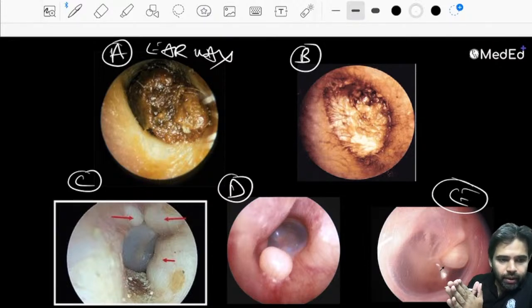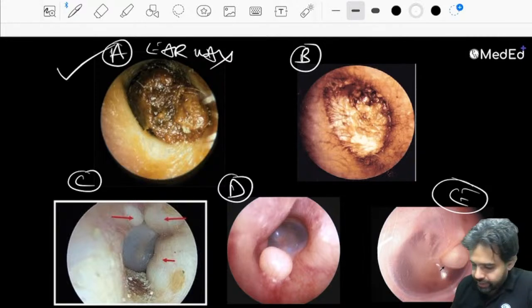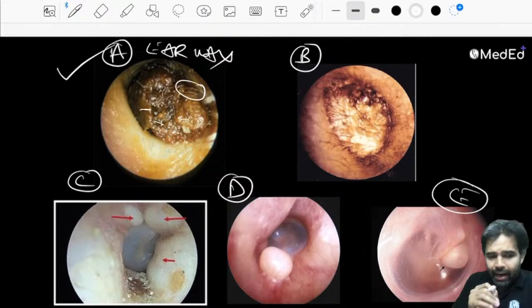All right, I think what we can see is ear wax is what all of you have gotten correct, and there is some confusion in the others. The hint for ear wax is you see a little bit of hair follicles, and a light brownish to blackish brown color. It'll look a little soft and it will look wet.